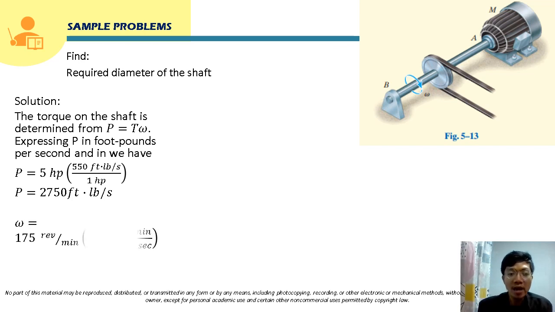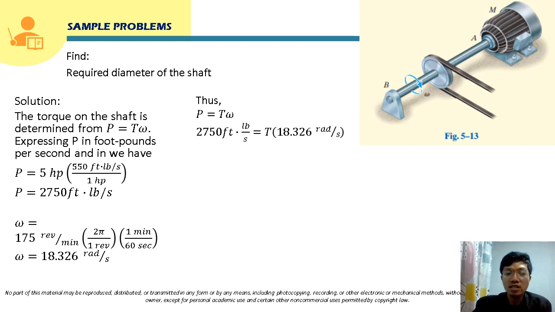Now for the omega, the given omega is 175 revolutions per minute. So we have to convert this revolutions per minute to radians per second. For every 1 revolution, there are 2 pi radians, and for every 1 minute, there are 60 seconds. Computing this omega, this will be 18.326 radians per second. This will be the angular speed. Now, since we already have P and omega, we can now solve for the torque.